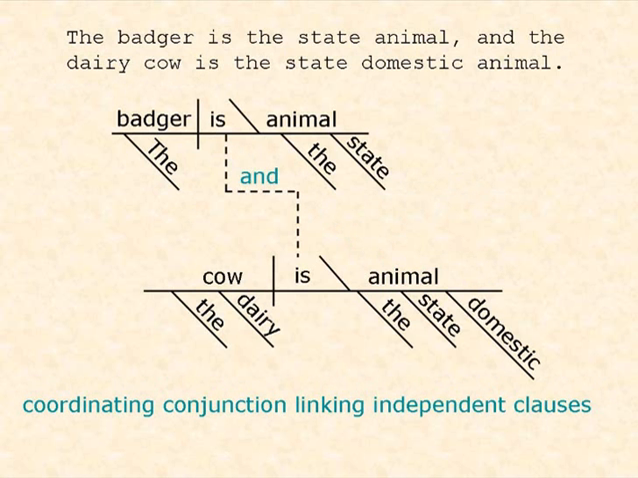And as long as I'm talking about coordinating conjunctions, I'll show you here how to diagram a compound sentence that is two independent clauses joined by a coordinating conjunction.